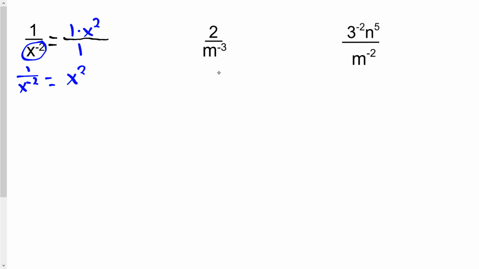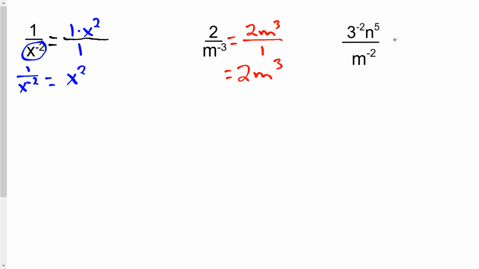All right, why don't you use that same knowledge and do the second one? Give it a try. Pause the video and give this one a shot. And hopefully you wrote it as a fraction. The 2 should stay up at top. And the m to the negative 3 needs to move up top, leaving a 1 down in the denominator. And anything divided by 1 is just itself. So 2 times m to the third power is our answer.